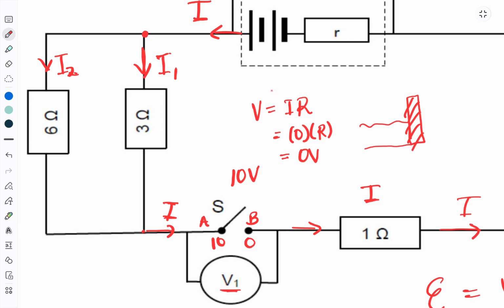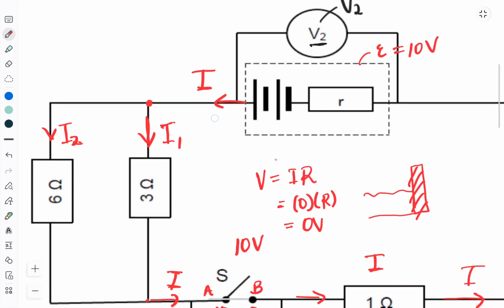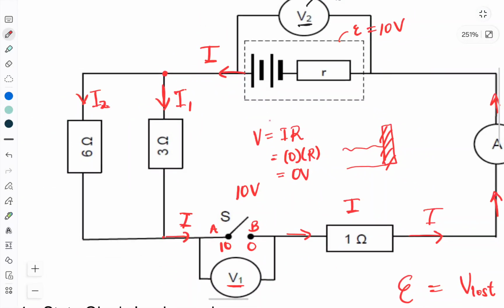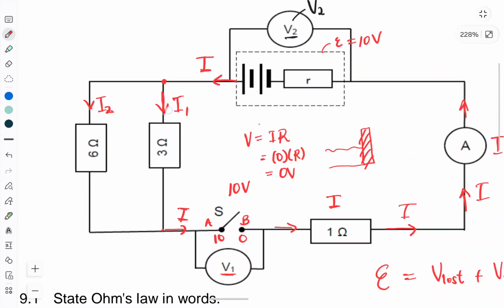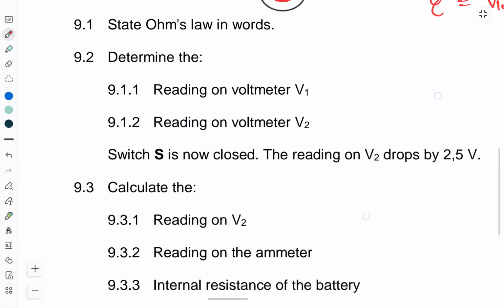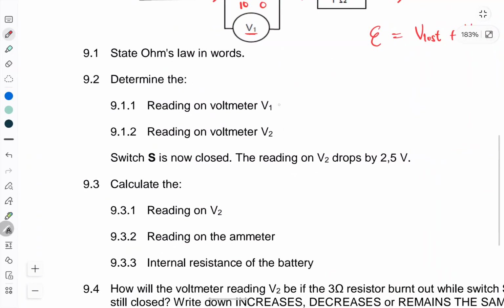If you try to measure the voltage when there's an open switch and you put that voltmeter at that switch, you will get simply the EMF of the battery or of your power supply in the circuit. So here V1 will simply be 10 volts, which is the EMF. It's just the potential difference across the switch.